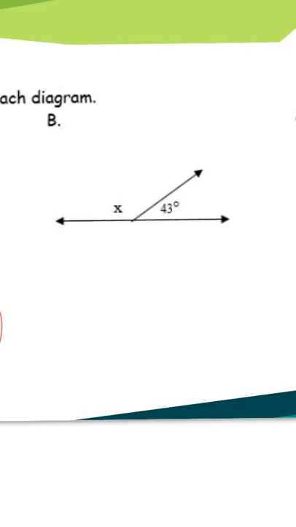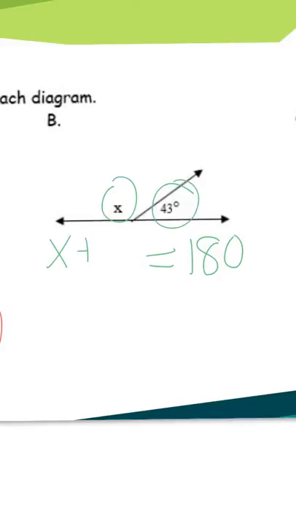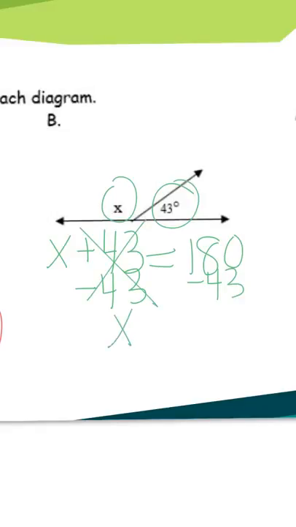B, you have a straight line, so you know it's going to equal 180 degrees. You have x and 43, so add them together. x plus 43 equals 180 degrees. You need to get rid of the plus 43 by subtracting 43 from both sides. That cancels out the plus 43 and leaves you with x.